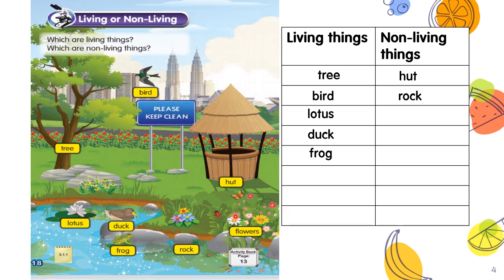Flowers. Can you guess whether it's a living thing or a non-living thing? Adakah dia benda hidup atau benda bukan hidup? Flowers is a living thing. Flowers ialah benda hidup. Now let's take a look at the next example.